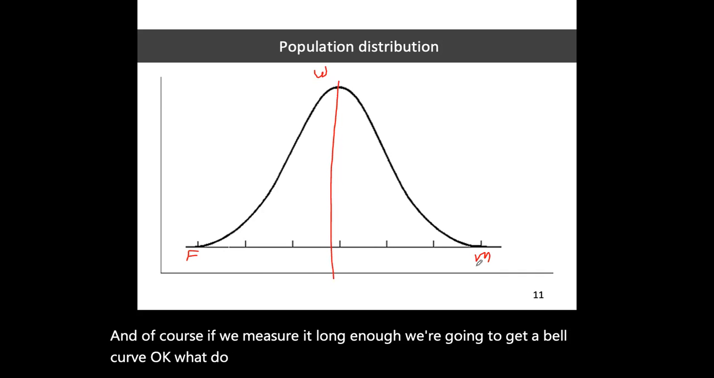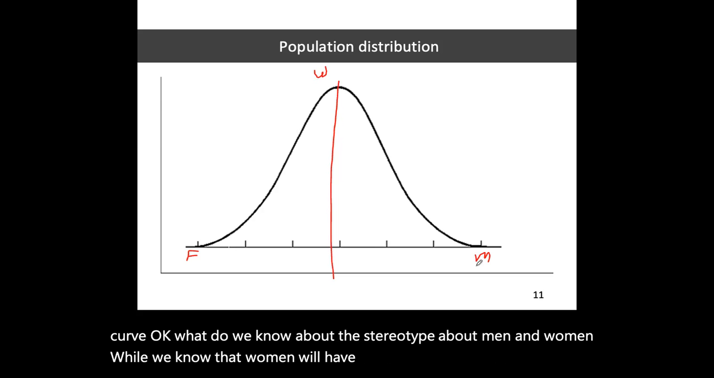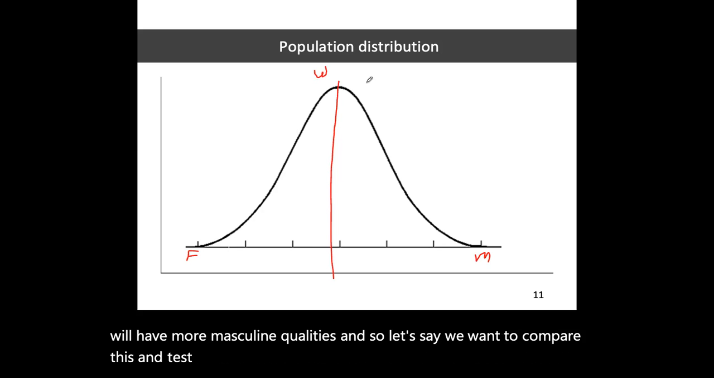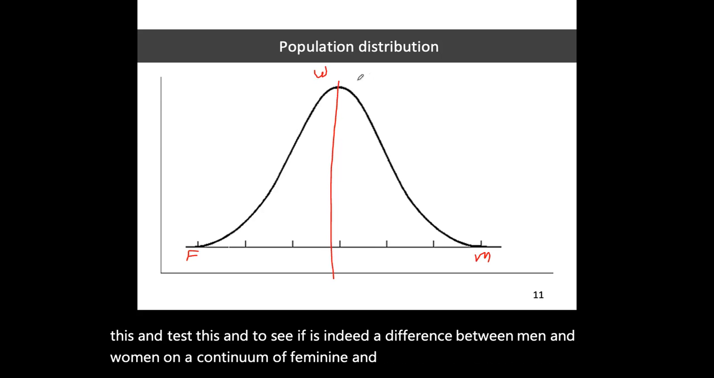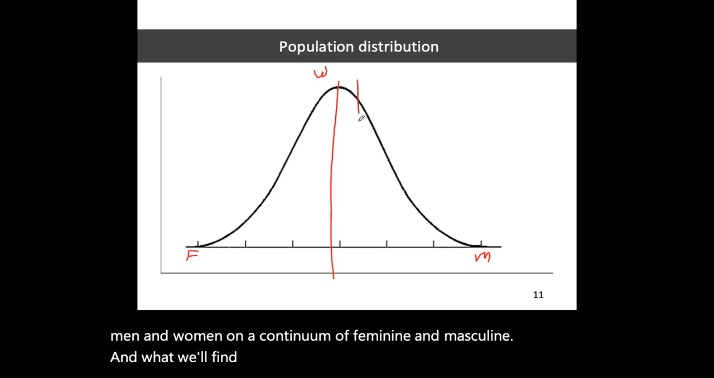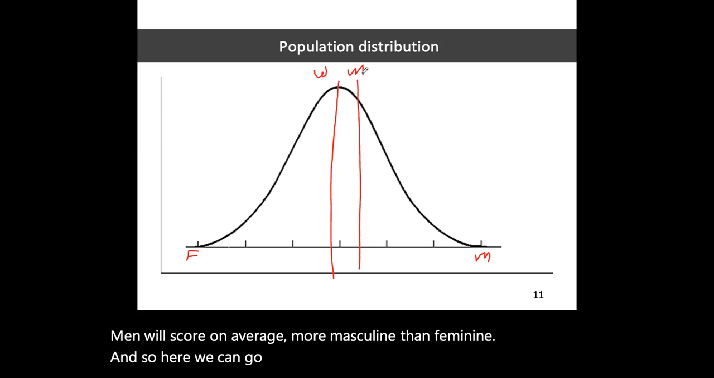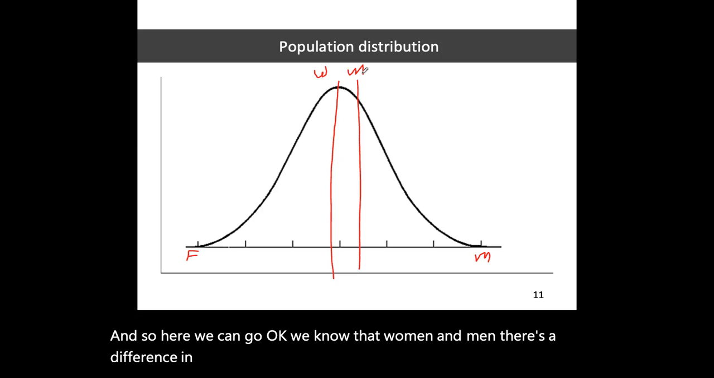Well, what do we know about the stereotype about men and women? We know that women will have more feminine qualities and men will have more masculine qualities. And so let's say we want to test this to see if there is indeed a difference between men and women on a continuum of feminine and masculine. What we'll find is that men will probably score on average more masculine than feminine. And so here we can say, okay, we know that between women and men there's a difference in masculinity.